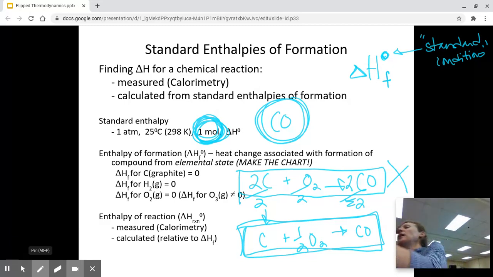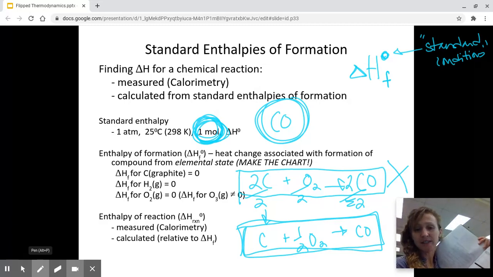So now we can look in our book and go to the appendix in the back of the book. Somewhere around page 21 of the appendix is this giant table of selected thermodynamic data. And notice that in this giant table, which goes on for a couple pages, it has a whole bunch of substances and their state. Remember, enthalpy is state dependent, so you have to be careful about the state. And then it also has delta H naught F in kilojoules per mole.